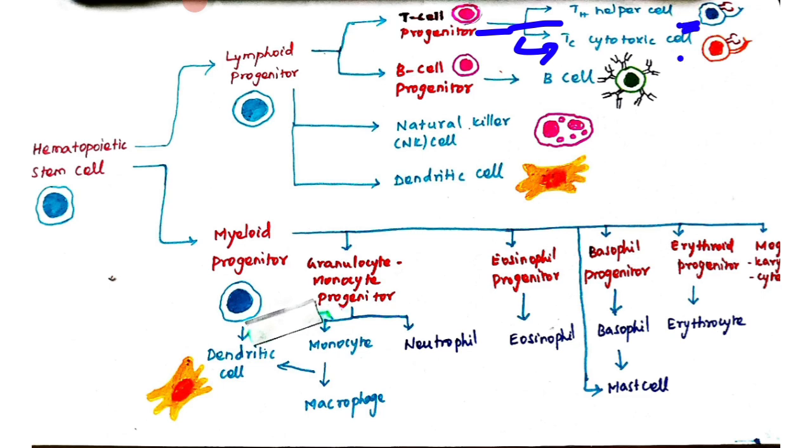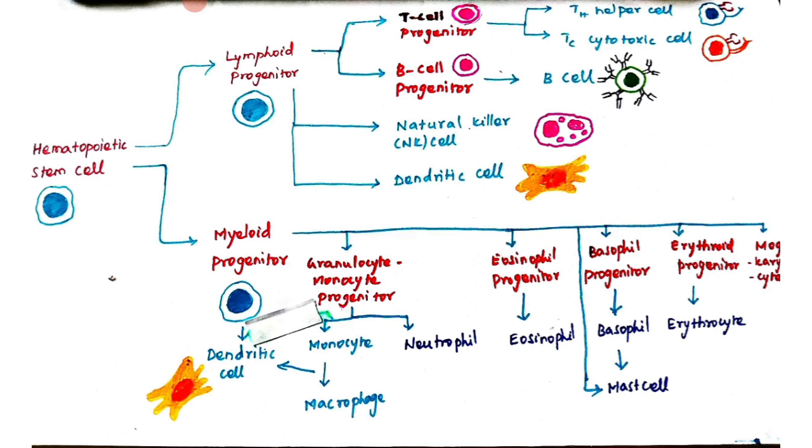In T helper cells, you have different types of subsets. Later in this video, we will see in detail about the subsets of T helper cells. Then the B cell progenitor gives rise to B cells. Myeloid progenitor cells differentiate into granulocyte monocyte progenitor, eosinophil progenitor, basophil progenitor, erythroid progenitor, then megakaryocytes.